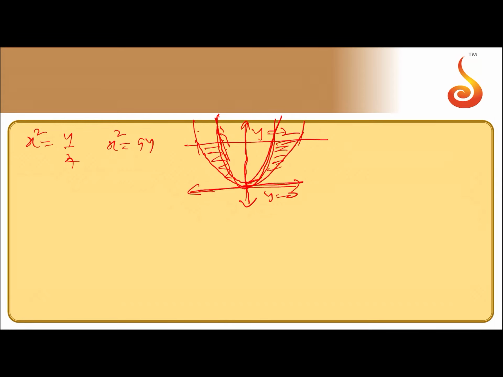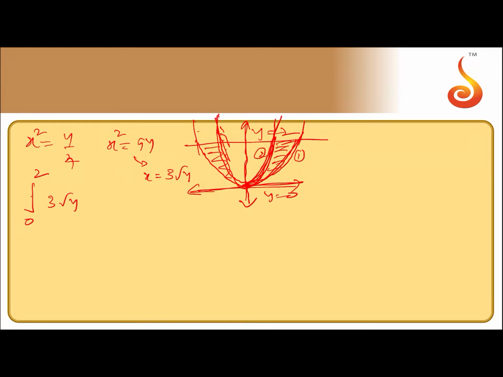Area with respect to the y axis, let me calculate that. That means x equals something. So the area is the integral from 0 to 2. From here, x in terms of y is x equals 3 root y. So area under this parabola minus area under this parabola, the second one.